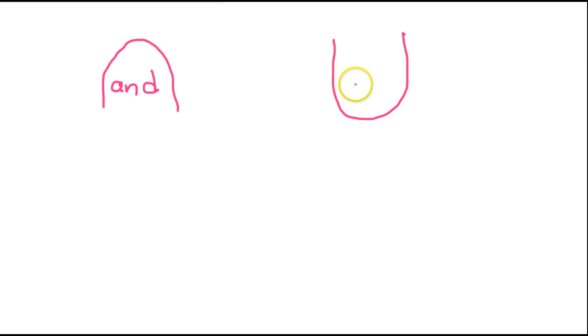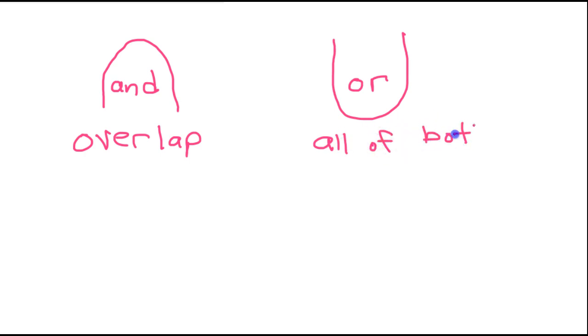Throughout this video, you're going to see a symbol that looks like this show up sometimes, and a symbol that looks like this. Now, when you see this symbol, you will interpret it as and. When you see this symbol, it will be or. When you're talking about and, it's always going to be the overlap of two sets. And when you're dealing with an or situation, it will be all of both sets.